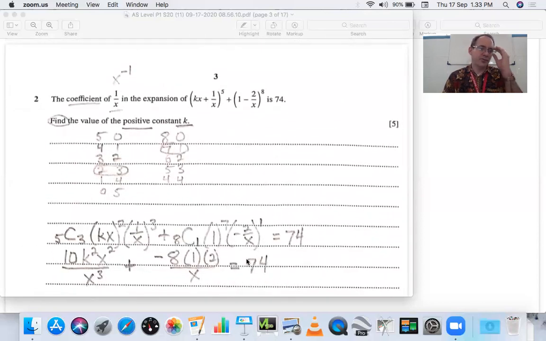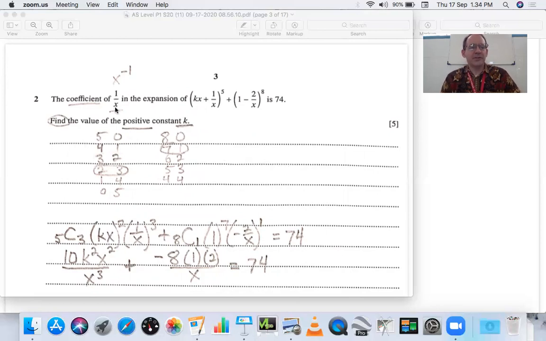Question number 2. The coefficient of 1 over x in the expansion of parentheses kx plus 1 over x raised to the 5th power plus parentheses 1 minus 2 over x all raised to the 8th power is 74. Find the value of the positive constant k.